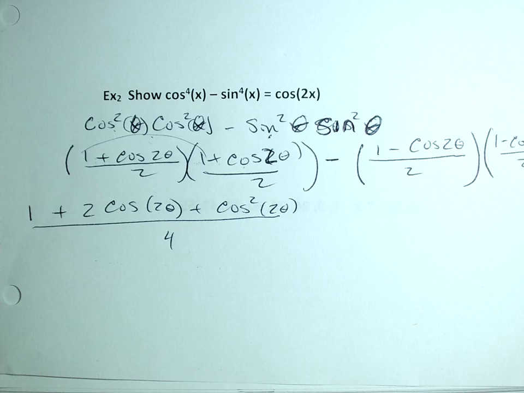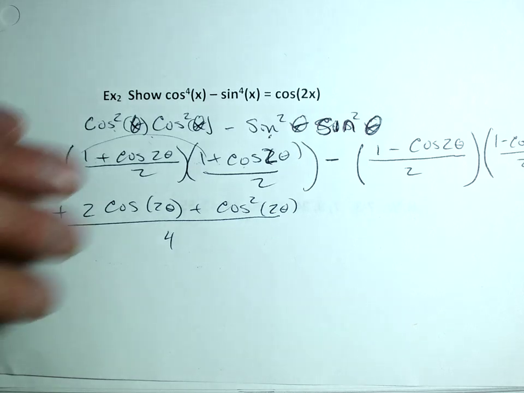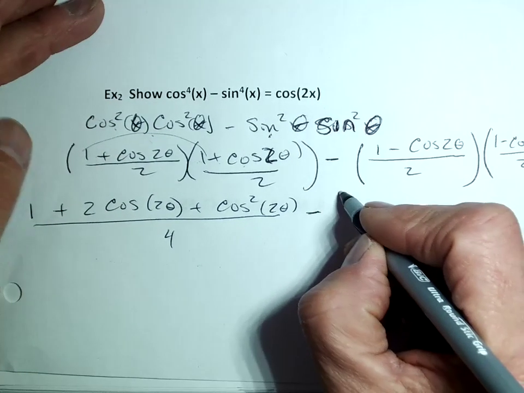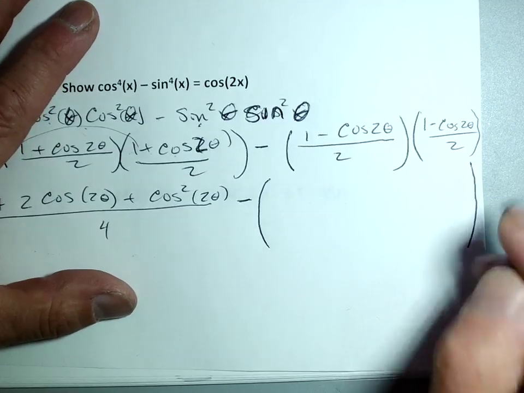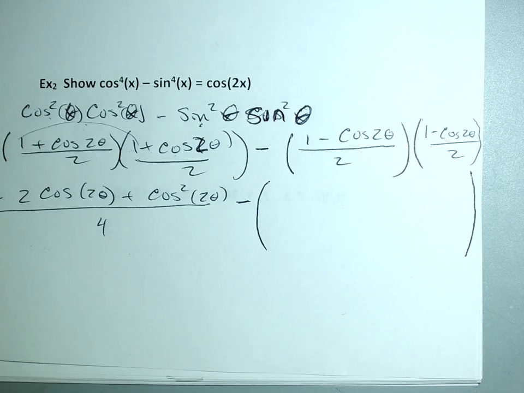Let's FOIL that out, okay? Same thing on the other side, so I'll have then minus. And I'm going to put this in parentheses because I have to make sure I bring the negative through. I'm going to put the whole thing in parentheses because when I'm done, I'm subtracting this mess. So subtract whatever this is, okay?